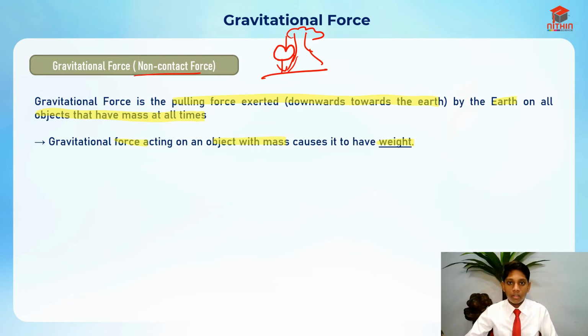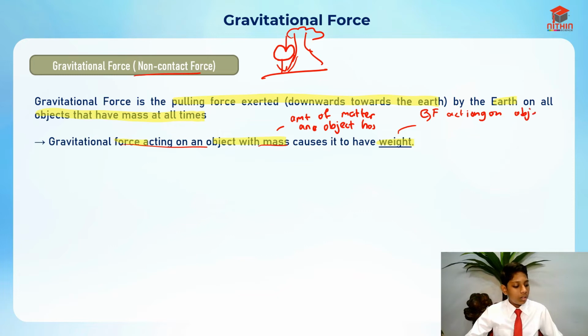So at the start of the video, I told you guys that mass is actually the amount of matter an object has. But weight is basically gravitational force acting on an object with mass. Okay, so it's GF acting on object with mass. So this causes weight. So you need to know this. You need to know the difference clearly.